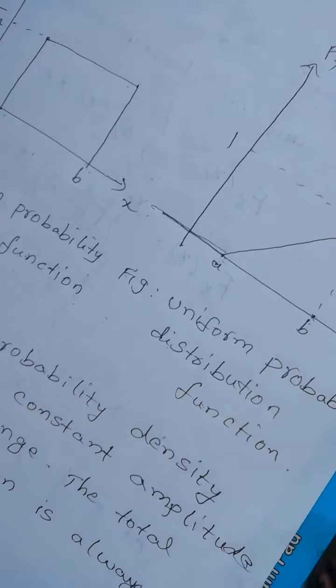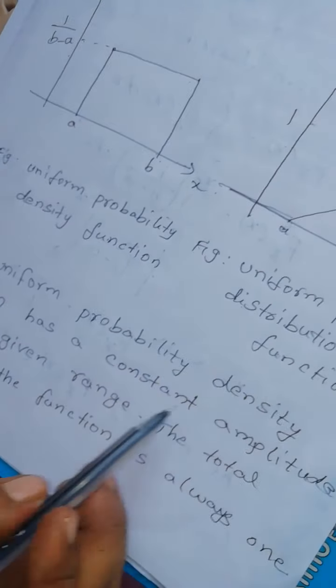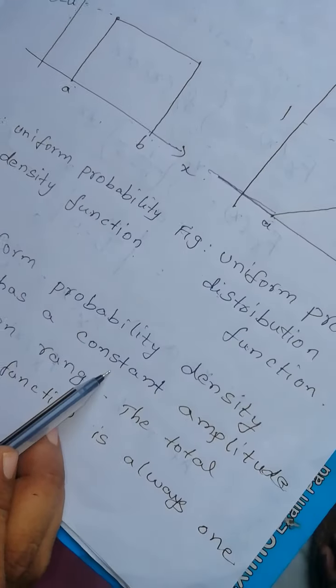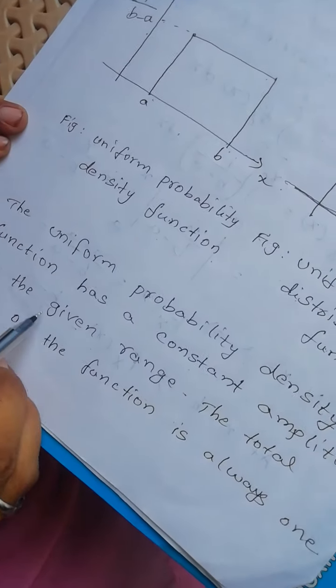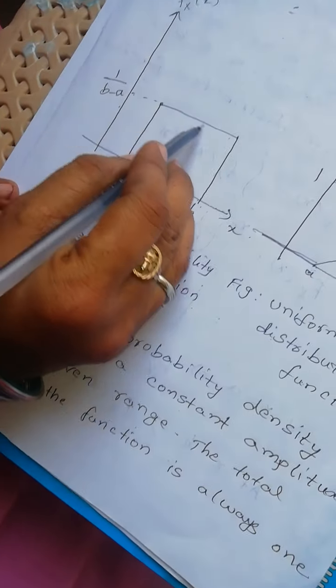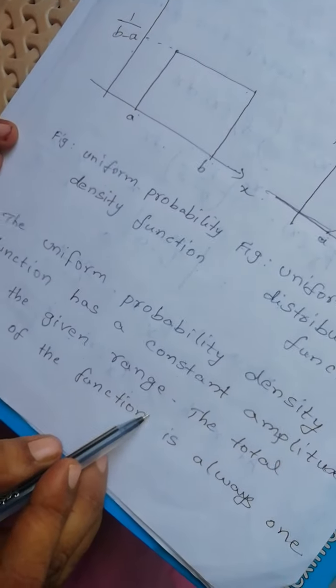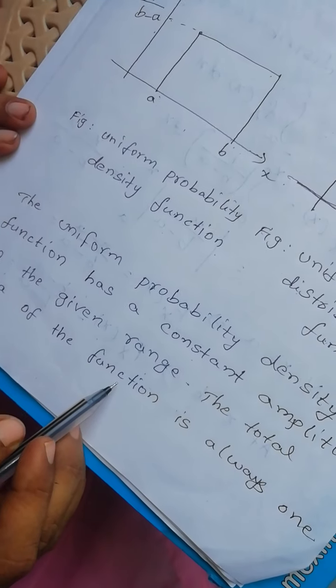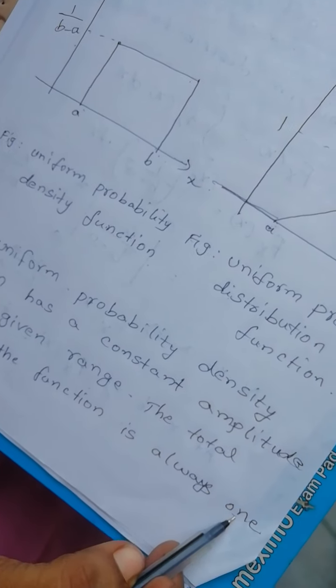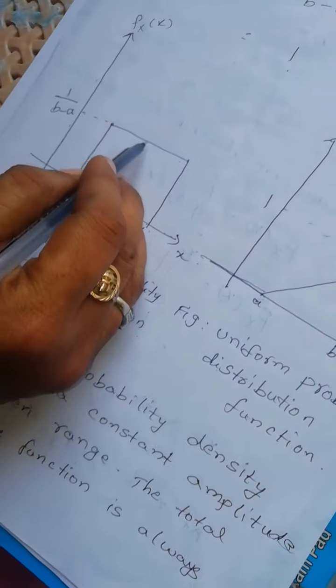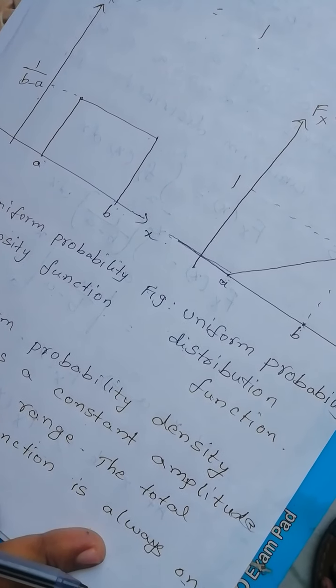The uniform probability density function has a constant amplitude in the given range. The total area of the function is always 1.